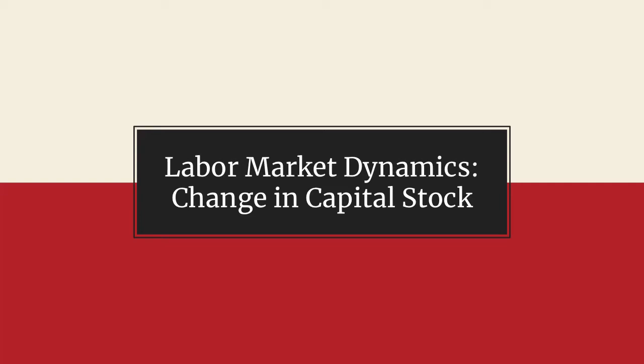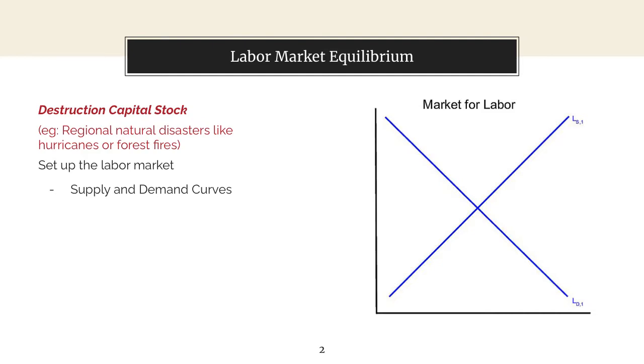In this video, we'll look at the labor market dynamics when there's a change in the capital stock. Let's suppose there's a destruction of capital stock. For example, this could be the regional effects on a labor market when there are natural disasters such as hurricanes or forest fires. Let's set up the labor market.